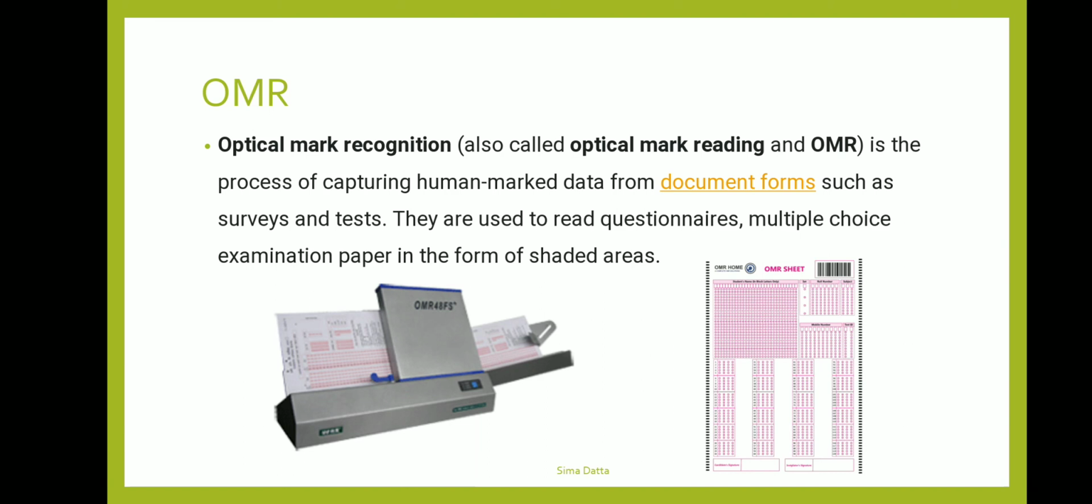So OMR is totally the OMR sheet plus the OMR machine. Combined, you can call it a process. It can capture human marked data from document forms, and then you can see the result of the survey or test on the computer machine.